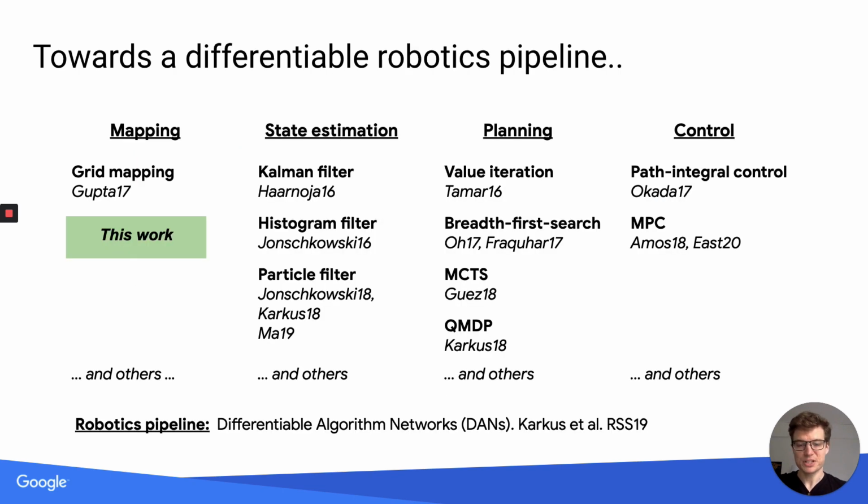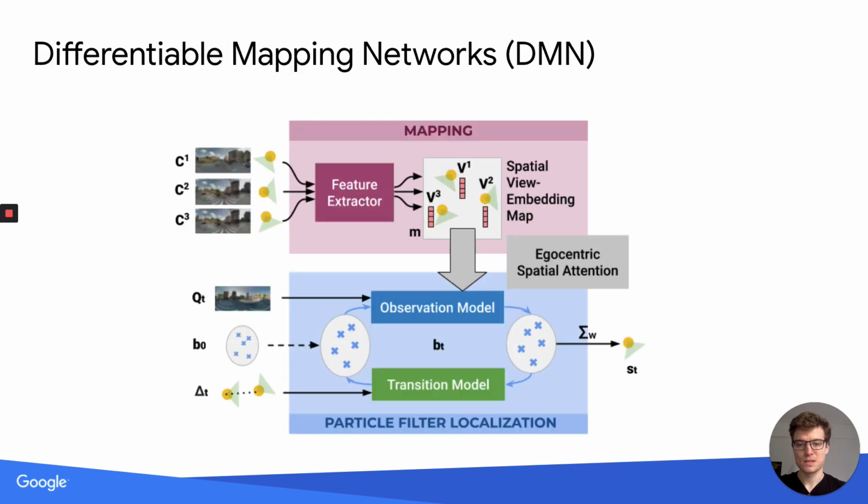In a similar spirit, a growing body of recent work developed differentiable components of the standard robotics pipeline for mapping, state estimation, planning, and control. This work aims to fill a gap in this space that focuses on mapping. To this end, we introduced the Differentiable Mapping Network. The architecture has two components, for mapping and for downstream localization.